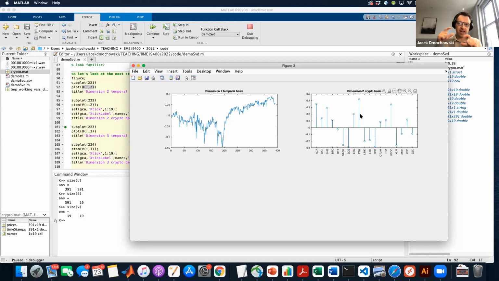keep in mind, this is the second mode of the data, but the first mode is just the global signal. Right? The global signal is just, they're all basically going up. And so what we see here is that we can kind of make an inference that Ethereum and EOS were kind of working in opposition.